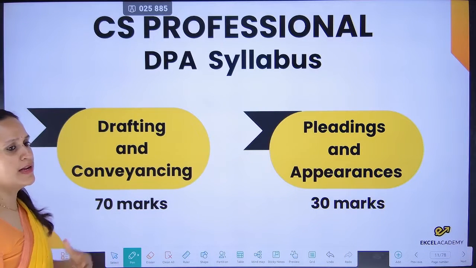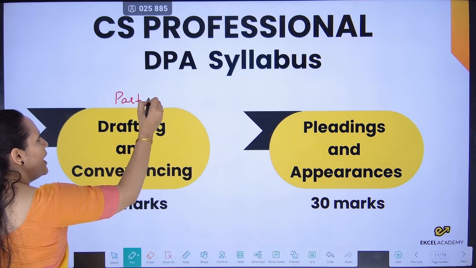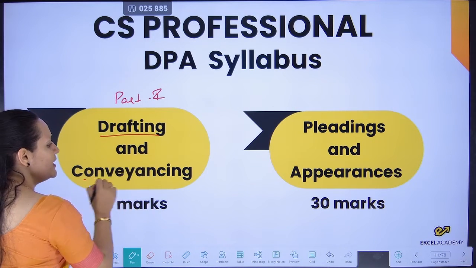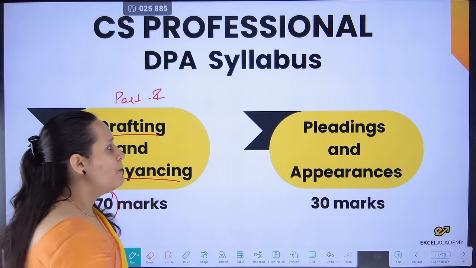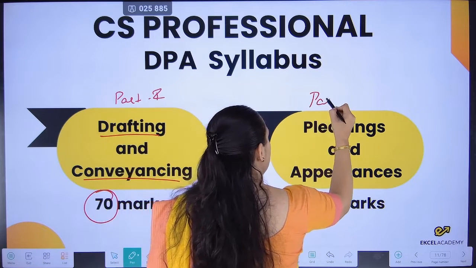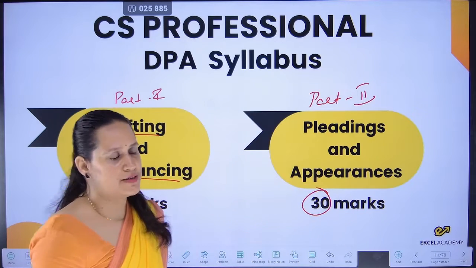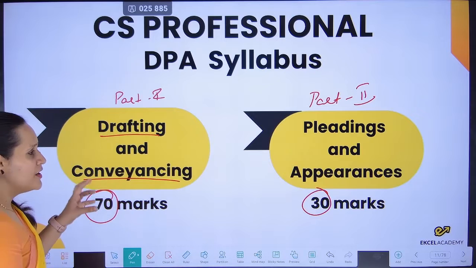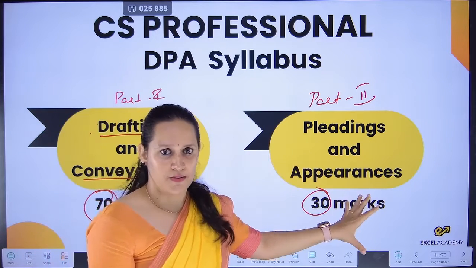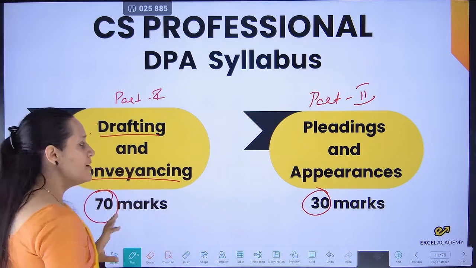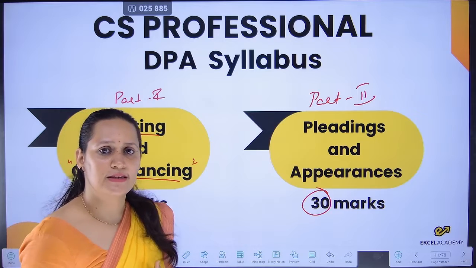Now coming to the syllabus itself, we know that the entire subject is divided into two parts. Part 1 deals with drafting and conveyancing, which is for a total of 70 marks, and part 2 consists of pleading and appearances, which is for 30 marks. Right? So we have understood what is drafting, pleading, and appearances. But one word that we have not dealt with is conveyancing. What do you think is conveyancing?